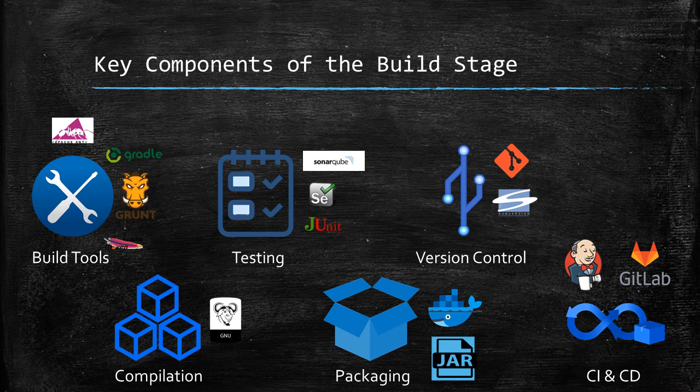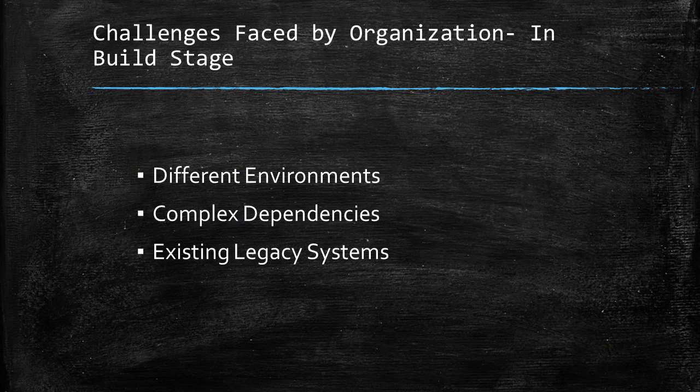The build stage is critical in the DevOps lifecycle as it lays the foundation for the rest of the stages. If the software is not built correctly, it can cause issues down the line, leading to delays and increased costs. Hence, some challenges that organizations may face during the build stage include maintaining consistency across different environments, managing dependencies, and dealing with legacy systems. To overcome these challenges, organizations can use tools such as Docker, Kubernetes, or Ansible, which can help with containerization, orchestration, and automation.